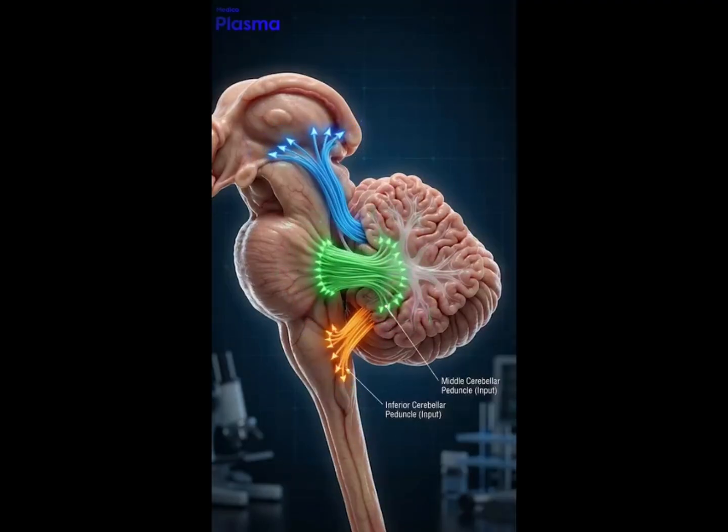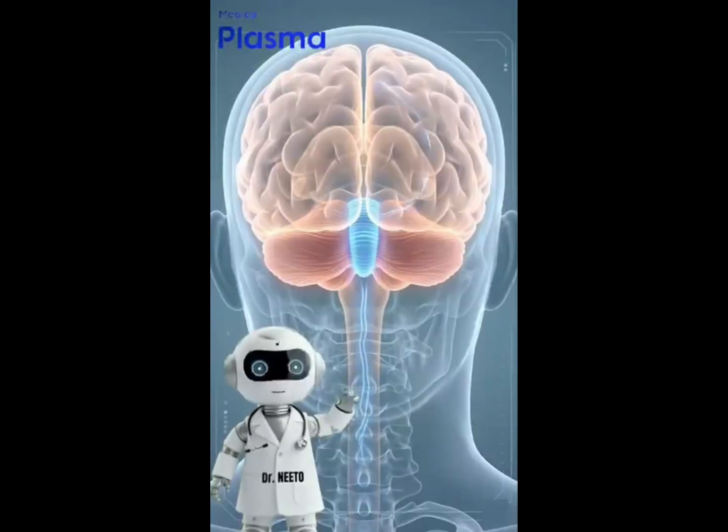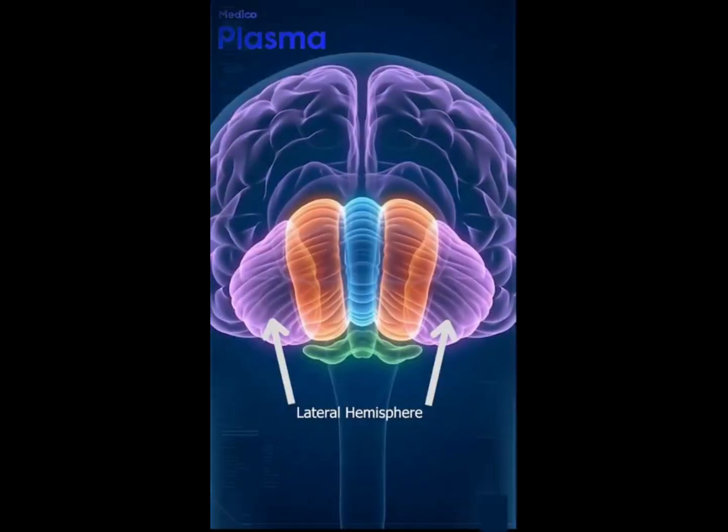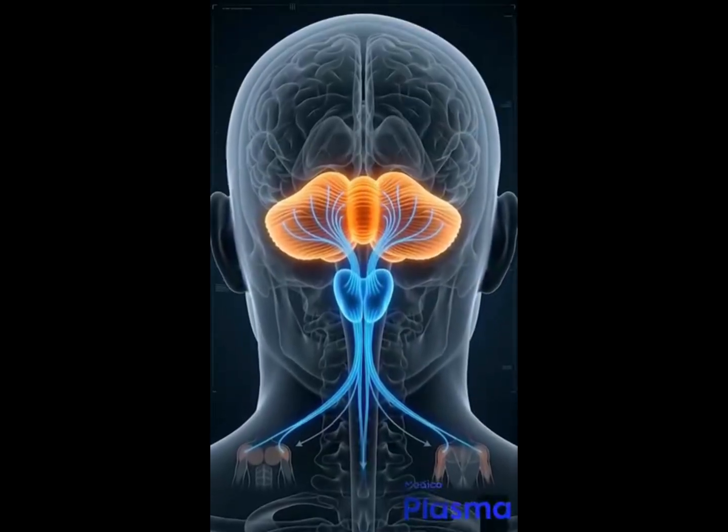All cerebellar output exits primarily through the superior cerebellar peduncle, while afferent input enters through the inferior and middle cerebellar peduncles. The cerebellum is organized into distinct functional zones arranged from the midline to the lateral hemispheres, each linked to specific deep nuclei and motor roles.